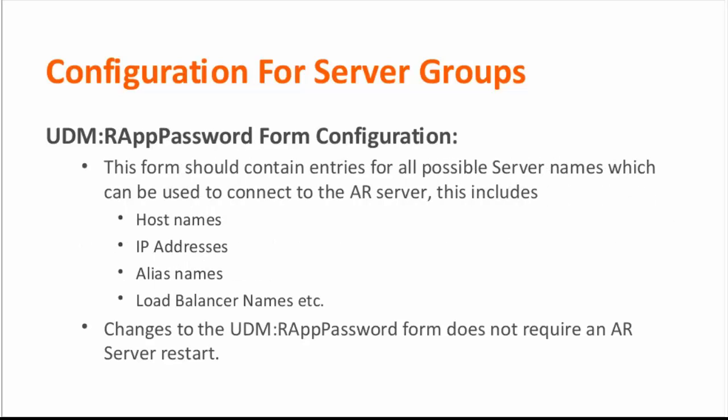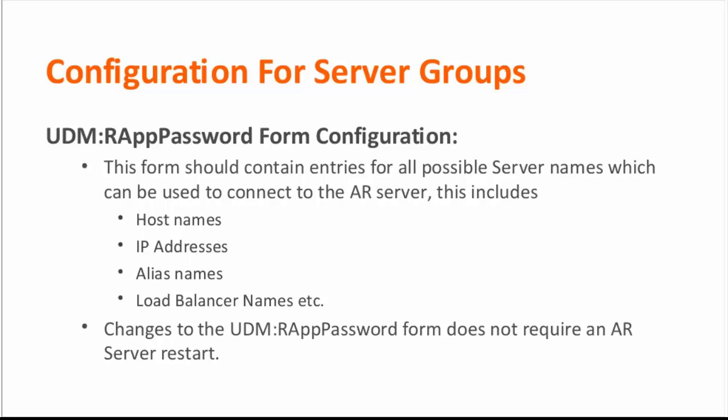So now it's the most important step here, on how to configure UDM wrap password. This is where I see a lot of users make mistakes. This form is basically used to authenticate the Remedy application service password for the $server value that comes from the mid-tier. The mid-tier $server value can be your host name, your IP address, your alias name, or your load balancer name. So it depends on how you come to your mid-tier and how the $server value resolves, right?